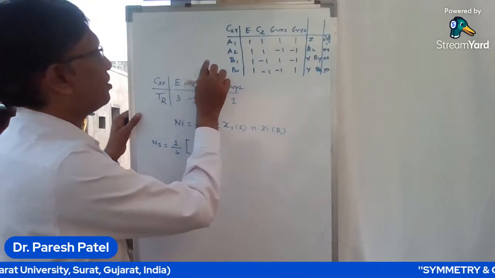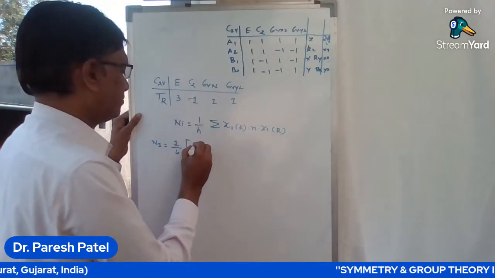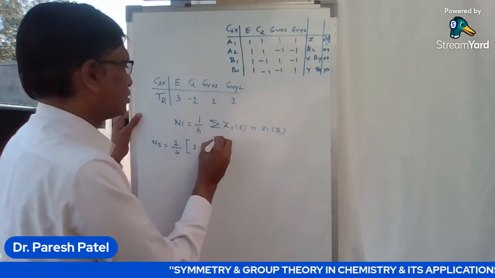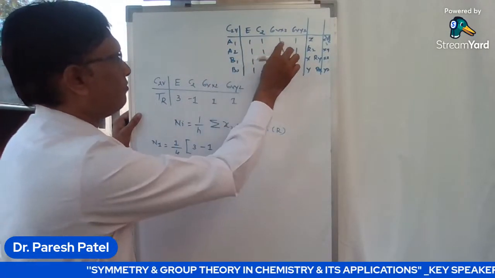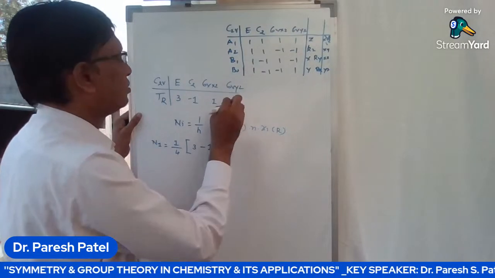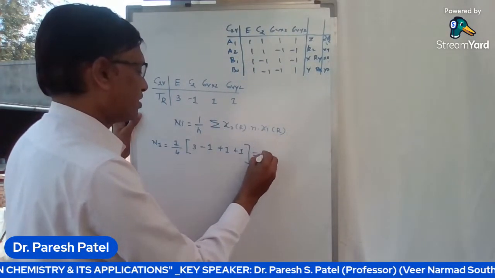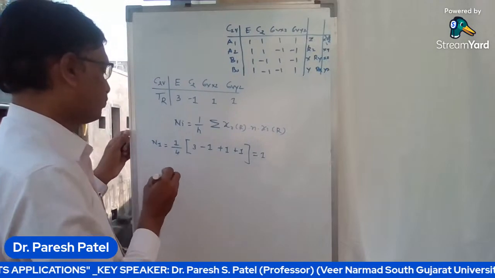Now these are the reducible representation characters. It means 3, 1, and 1. 3. Minus 1, 1, 1. It means minus 1. 1, 1, 1. It means plus 1. 1, 1 plus 1. So the sum is equal to 1. So the value for N1 is equal to 1.